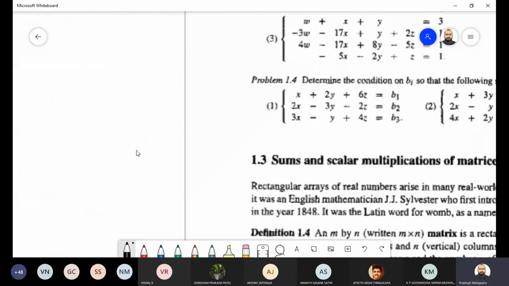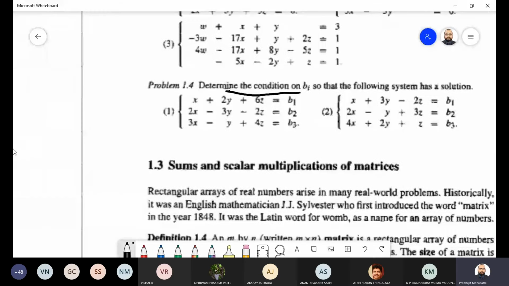Okay. So you have to determine the condition on bi, where bi means b1, b2, b3, so that the following system has a solution. So what does "has a solution" mean? It means the system is consistent. Has a solution means whether you can have a unique solution or an infinite number of solutions.